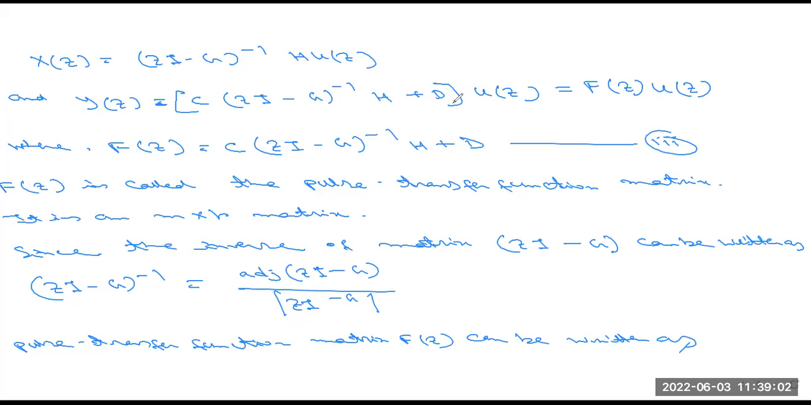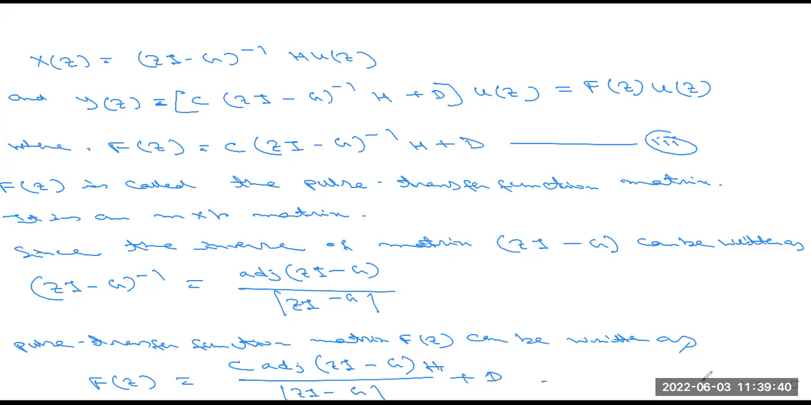Yes, sir. Okay, so now the pulse transfer function matrix F(z), we have to express finally: F(z) is equal to C times adjoint of (zI minus G) into H divided by the determinant of (zI minus G), plus D. So these are the equations for the pulse transfer function matrix.